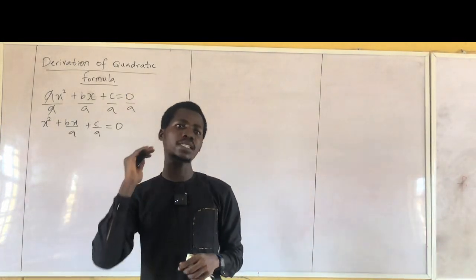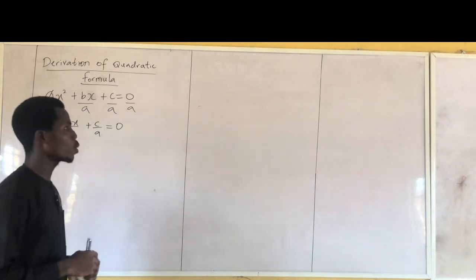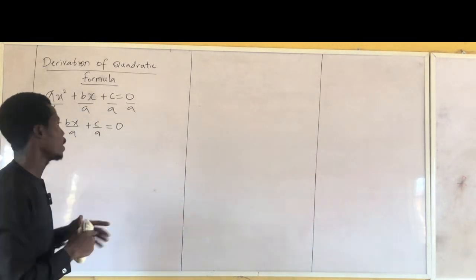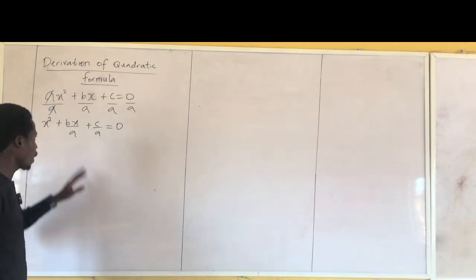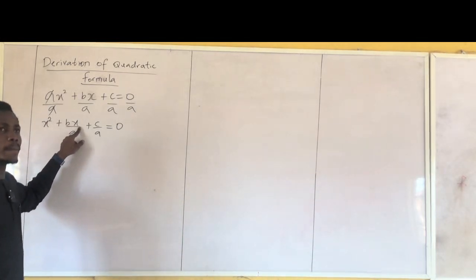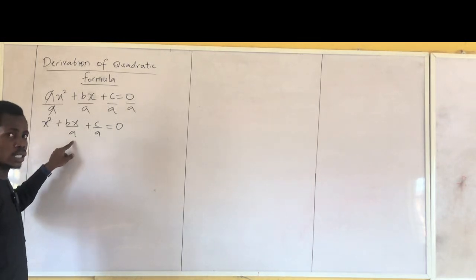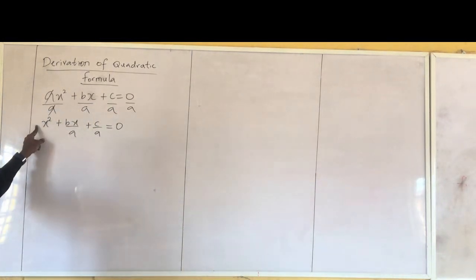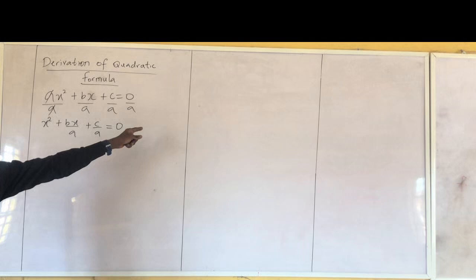Now the next step we are going to apply here is the completing the square method. So we are going to complete the square of the coefficient of x here. Now this is going to be very easy. Calm down, relax. Now x here has what coefficient? That is b over a. Now you are not going to do it for x squared. Don't forget, x squared does not have a coefficient here because we've cancelled out the coefficients. That was the first thing we did.